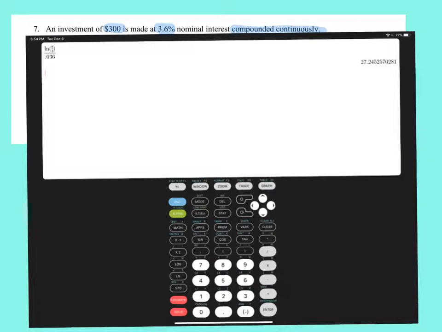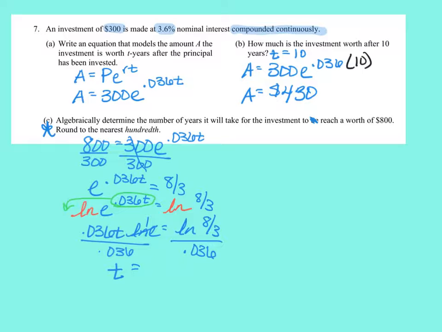And I get 27.245. So when I round that to the nearest hundredth, like it says, I get 27.25 years. So it's going to take a little more than 27 years for my investment to go from $300 to $800.